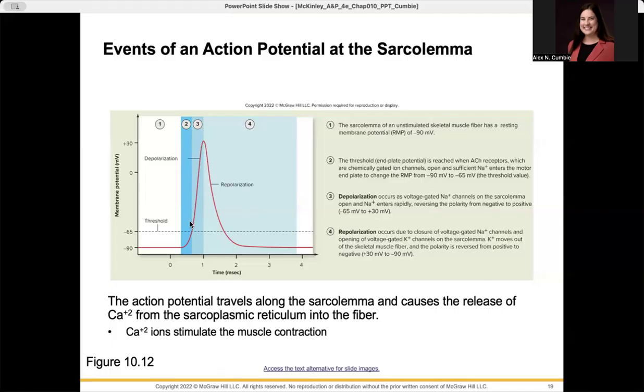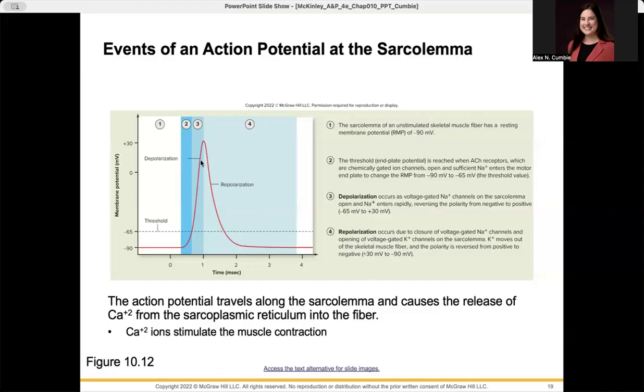During this depolarization phase, the action potential travels along the sarcolemma. Remember, sarcolemma is just our cell membrane, and it causes the release of calcium from the sarcoplasmic reticulum. The sarcoplasmic reticulum in the muscle fiber cell is just storing calcium. When it becomes activated, because we are creating this action potential through depolarization, those calcium ions are stimulated and released from the sarcoplasmic reticulum. And those calcium ions, we're going to talk about in a minute, are going to bind to one of our muscle filaments so that we can start our muscle contraction.